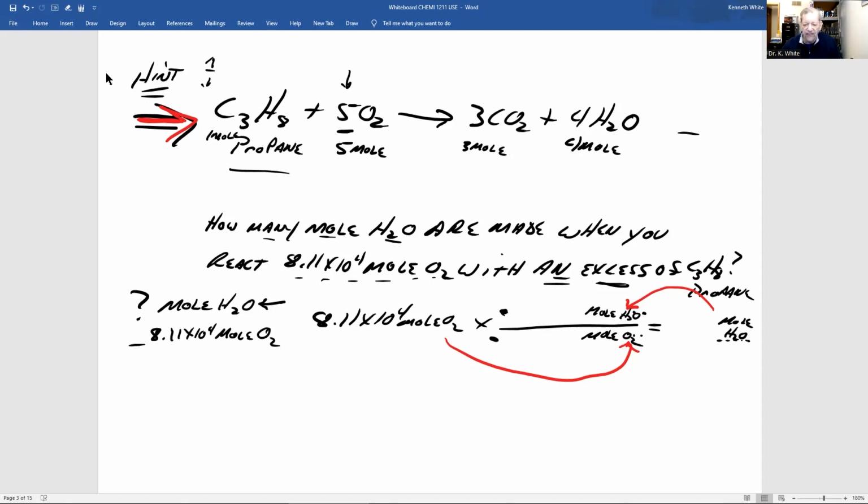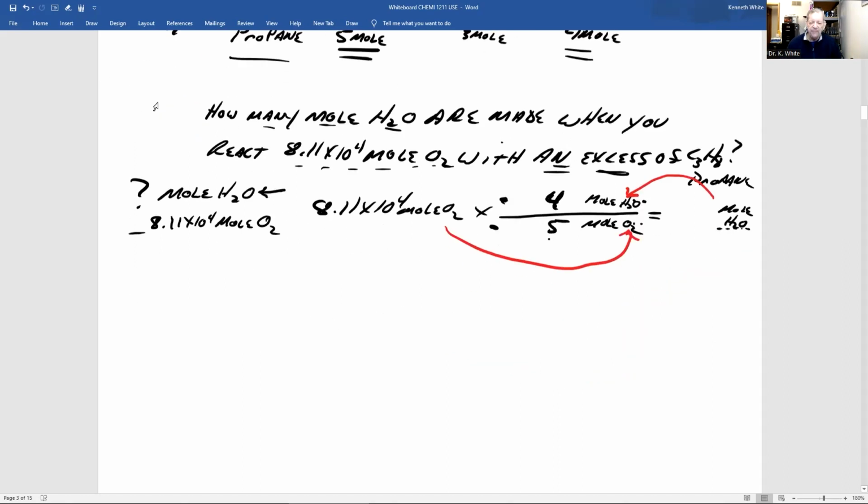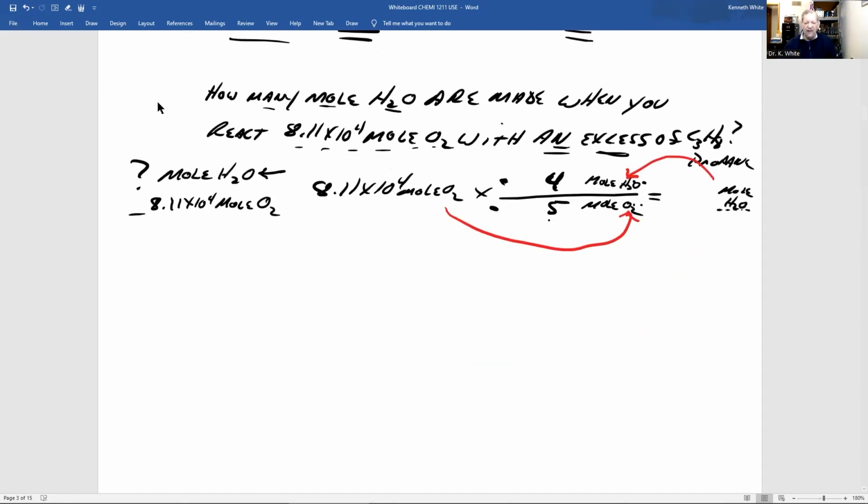So for every 4 moles of water, we need 5 moles of oxygen. Again, for every 4 moles of water, which we got from here, we need 5 moles of oxygen, which we got there. And now, before I pick up my calculator, remember, anything divided by itself equals number 1, cancels out. Moles of oxygen divided by moles of oxygen cancel out. I'm left with moles of water. That's what we want. Yay.